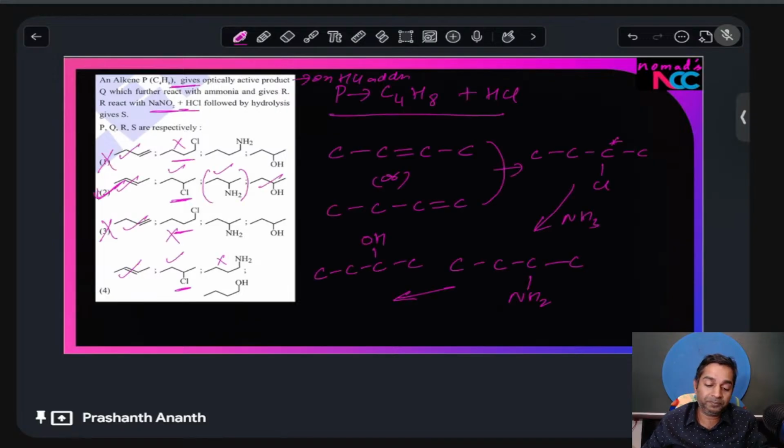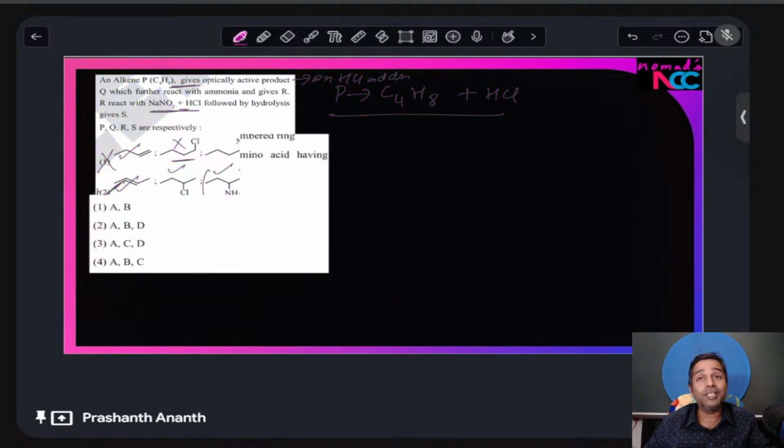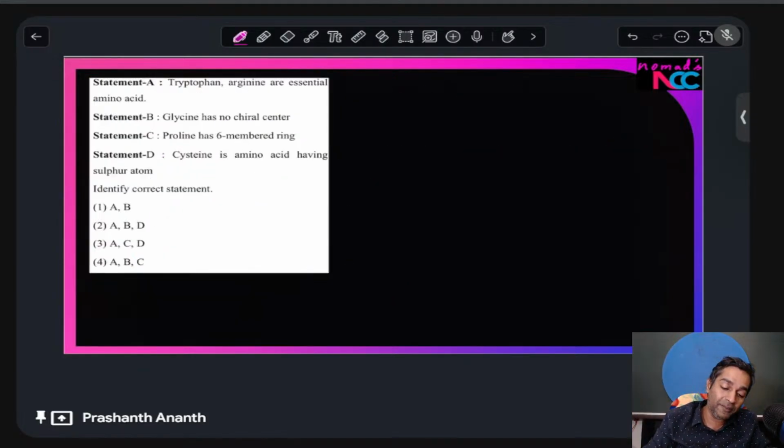That's good. Now, this is a question from biomolecules chapter, amino acids. Tryptophan and arginine are going to be essential amino acids. Okay, this looks like it is correct. This is a statement which is correct. Glycine has no chiral center. This is also correct. My memory is not that good over here, so I will probably have to confirm for one of them.